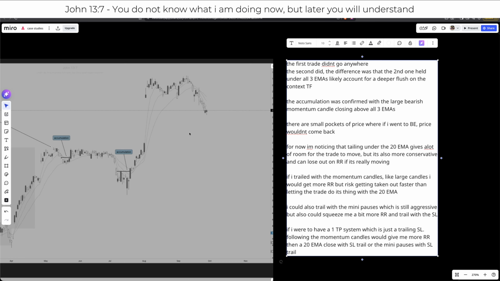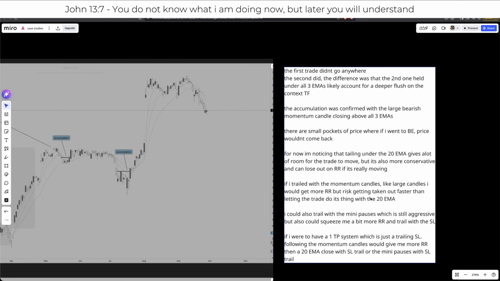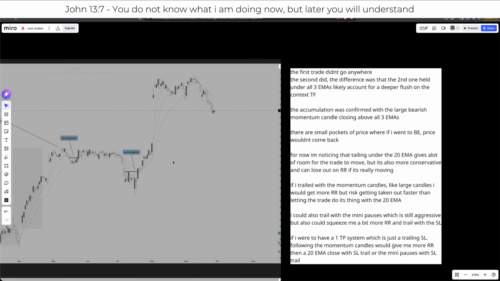Okay, so in this specific scenario, I could manage this like this. The difference was that the second one held under. So wait for the EMAs to go under and hold under. As price breaks this with a nice distribution candle, a very good momentum one, I can start to break even as there are mini pockets. So here's a mini pocket right here, and you can see I never took this. Actually, no, my entry would be a buy stop here.